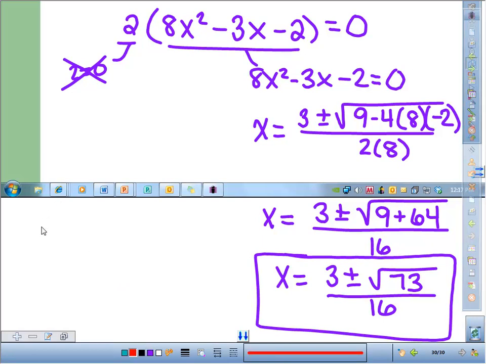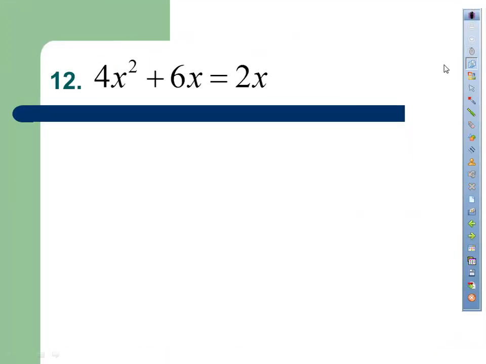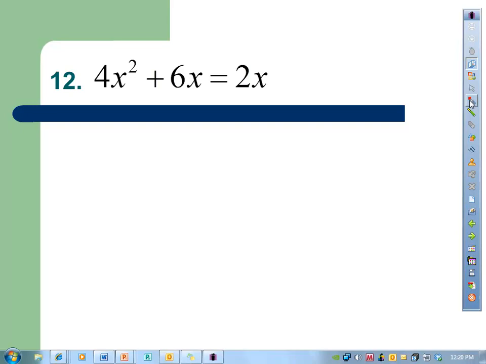Having said that, let me show you something here. If we had 3 plus or minus the square root of 73 over, let's say, 3, can I get rid of those 3's? No, because there is a 1 here, and you got to look at all 3 numbers. 3, 1, 3. The only number that goes into all 3 of those is 1. Does 1 do anything? No. Okay. All right. Number 12. It's all you.